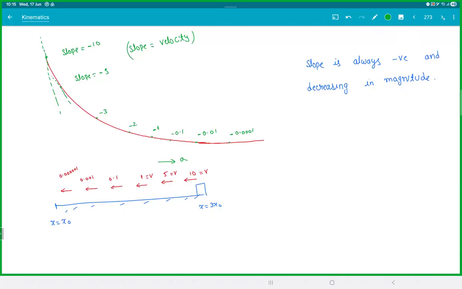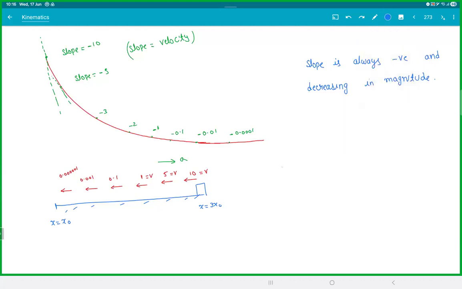Any doubts still there? What can you tell about the magnitude of A? Just think about it logically. From here to here, you went from 10 to 5. From here to here, you went from 0.1 to 0.01. So for the same time, your delta V is becoming smaller and smaller. Your velocity is changing much less for the same time intervals, meaning your acceleration is decreasing in magnitude.